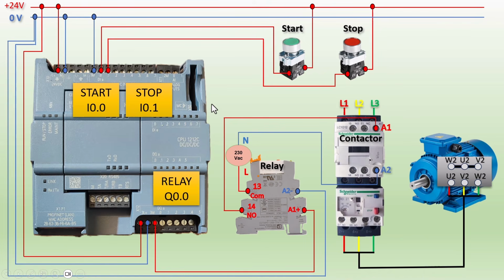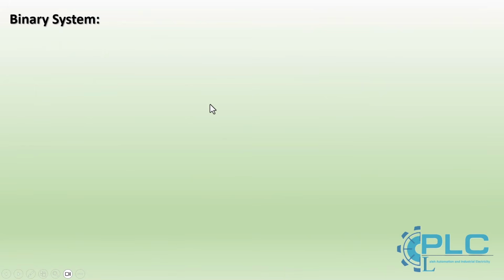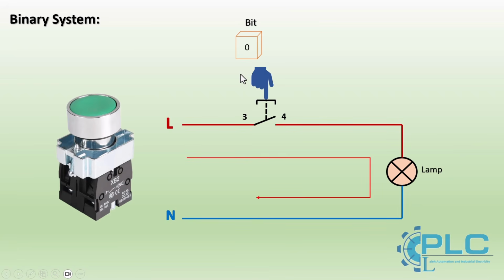To understand that, there's one basic concept you need to know: the binary system. Don't worry, it's actually very simple. A digital signal has only two possible states: 0 or 1. These two states are represented by a single bit. You can think of a bit like a simple on-off switch. For example, when a push button is not pressed, its input bit can be 0. When you press the button, its input bit changes to 1.